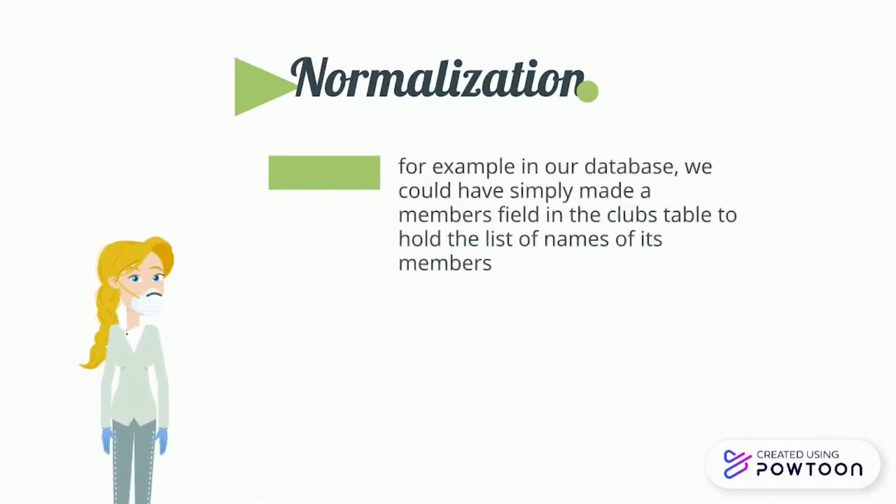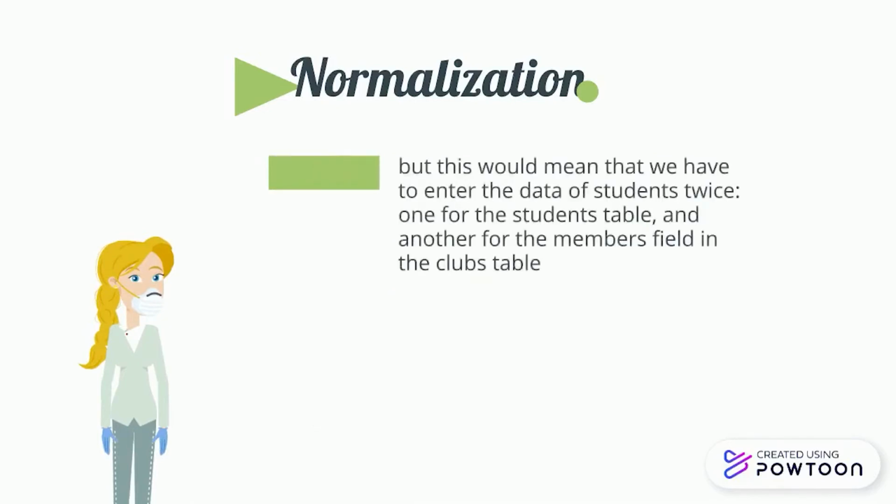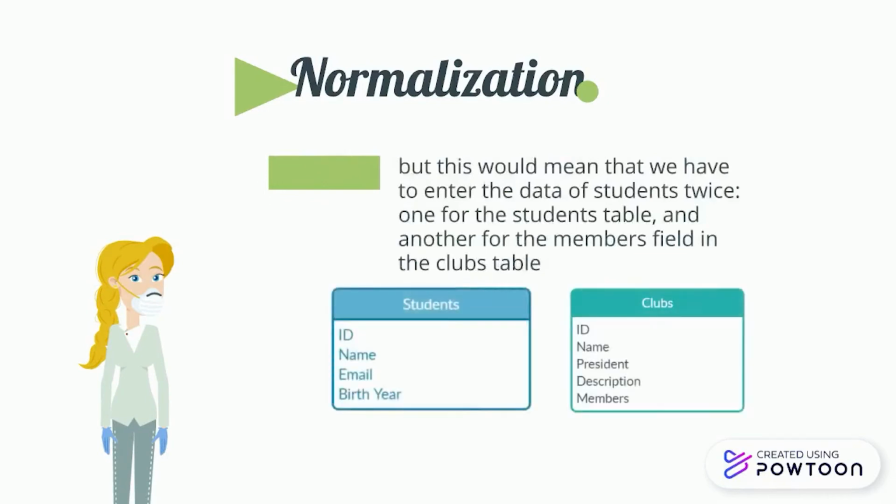For example, in our database, we could have simply made a members field in the club's table to hold the list of names of its members. See the table below. But this would mean that we have to enter the data of students twice, one for the students table and another for the members field in the club table. See the table below.